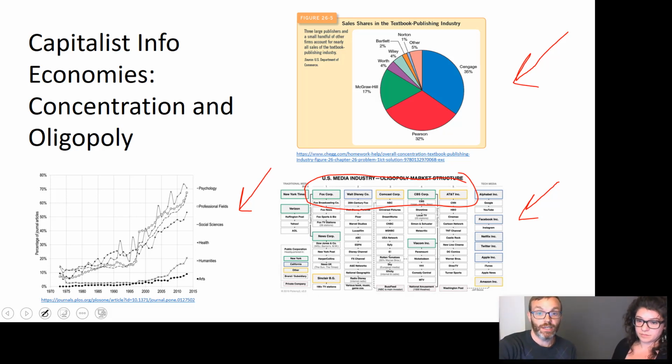So these graph lines on this graph show that, for instance, in psychology, that's the top line, over 70% of the journal articles in psychology are published by the top 3 journals, right? So concentration happens across all these different industries, and that causes problems in terms of the ideologies that are present in the different publications, the control over cost, and all sorts of issues like that.